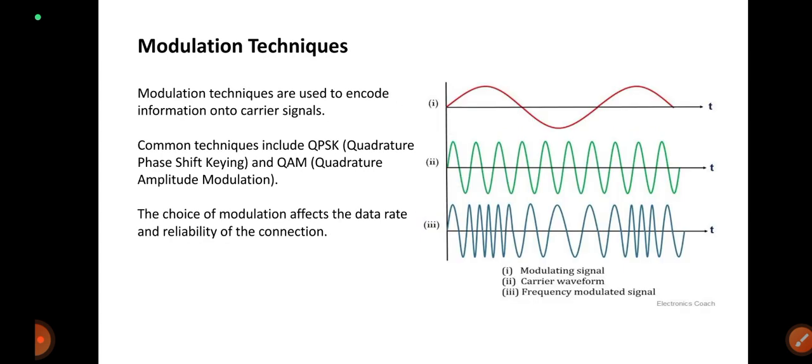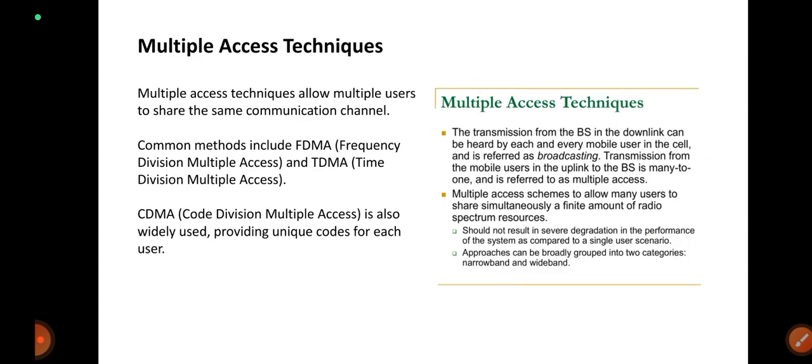Modulation techniques. Modulation techniques are used to encode information into carrier signals. The common techniques are known as QPSK and QAM, quadrature phase shift keying and quadrature amplitude modulation. The choice of modulation affects the data rates and reliability of the connections.